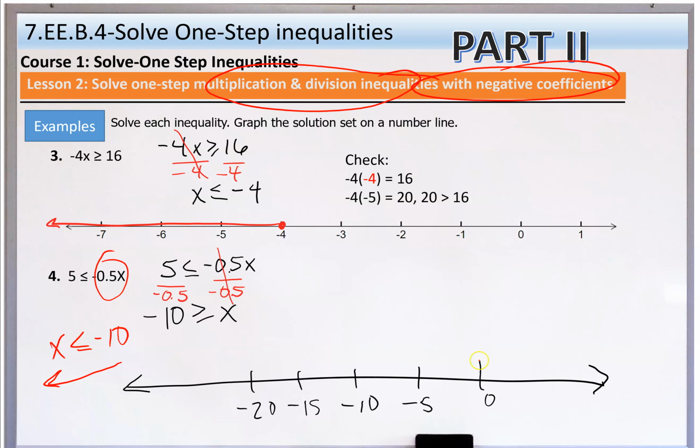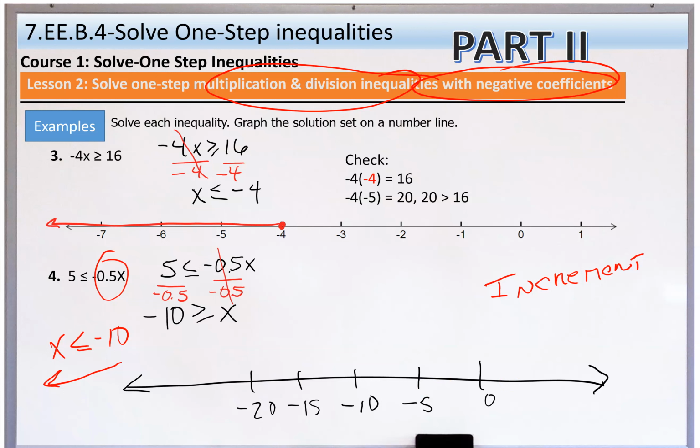Now these distances here are called increments. Hopefully you draw better than I do. They should be about the same. So that's 5, negative 5, negative 10, negative 15, negative 20. The distance between these two are the increments. So I picked 5. You could have picked 2. You could have picked any factor of 10. You could have put 10.